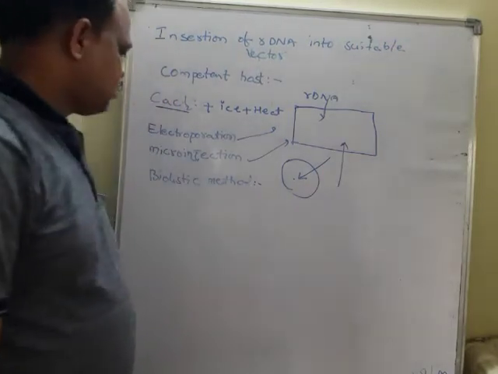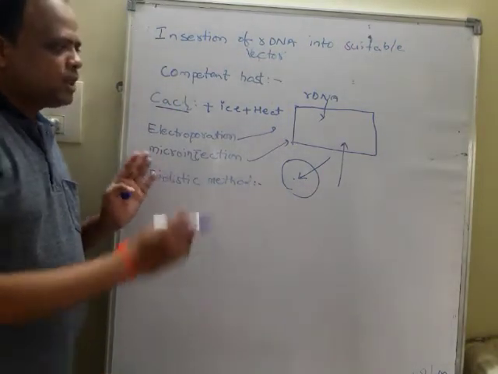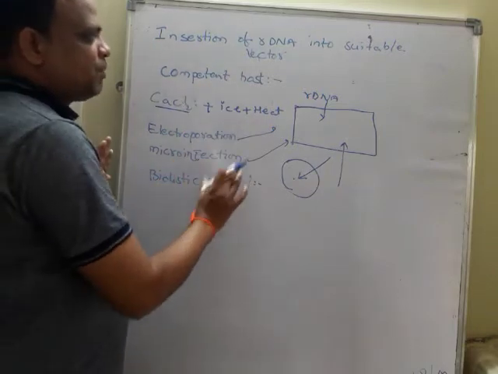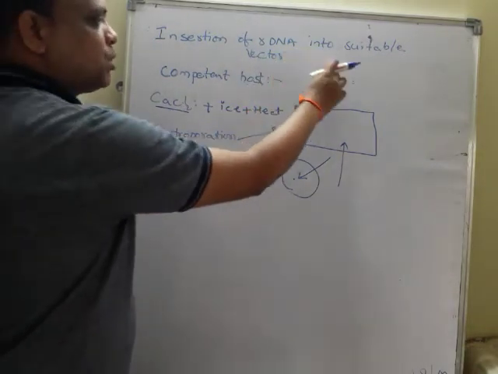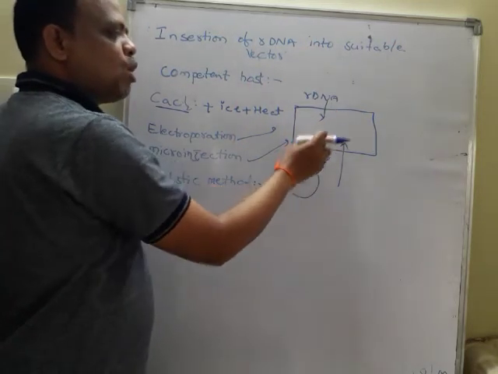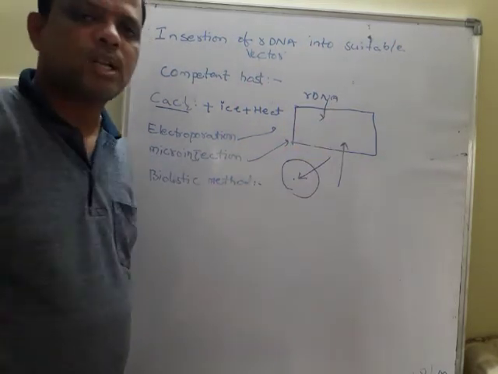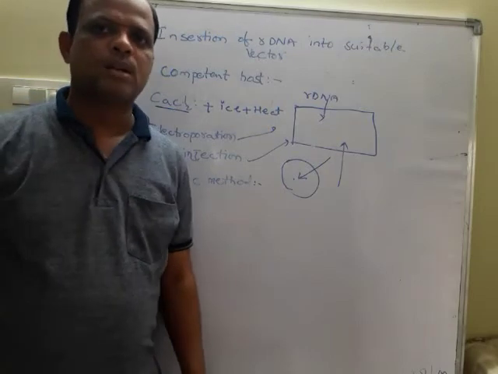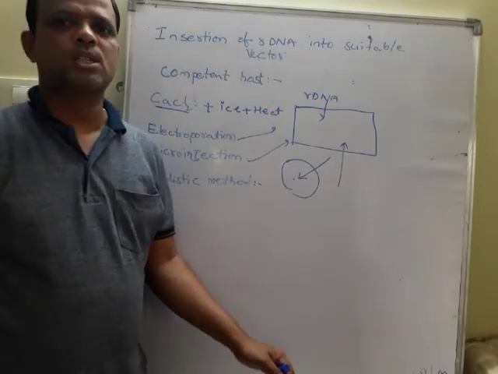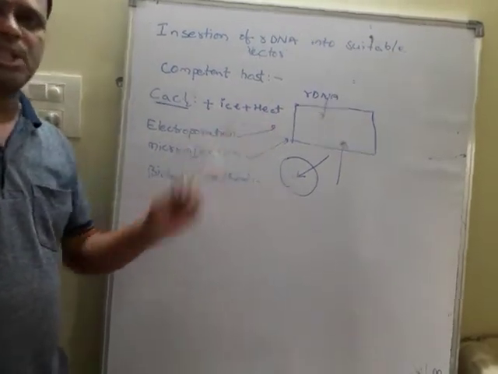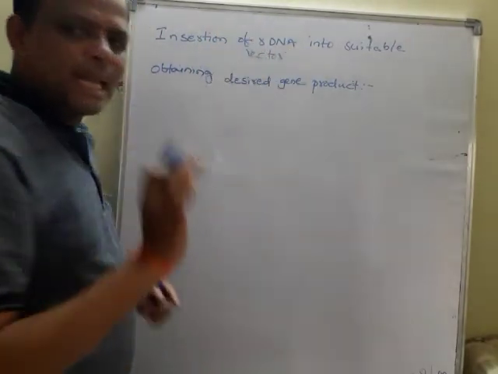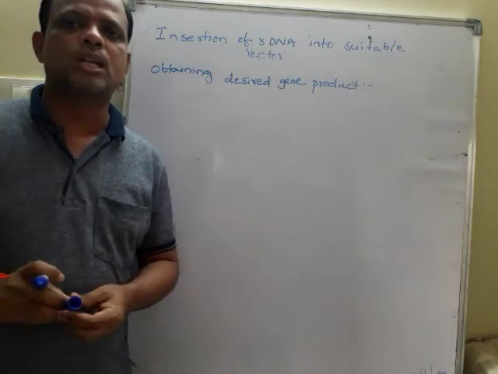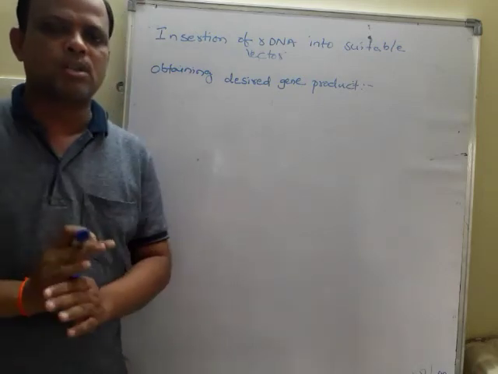This is one type of method. With the help of this method, the rDNA is transferred through a vector into the host cell. This process is also called transformation. The suitable host cells are also called recombinant host cells.